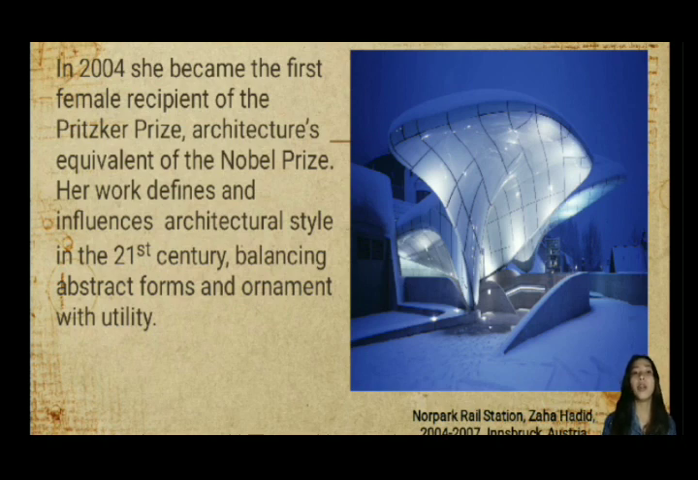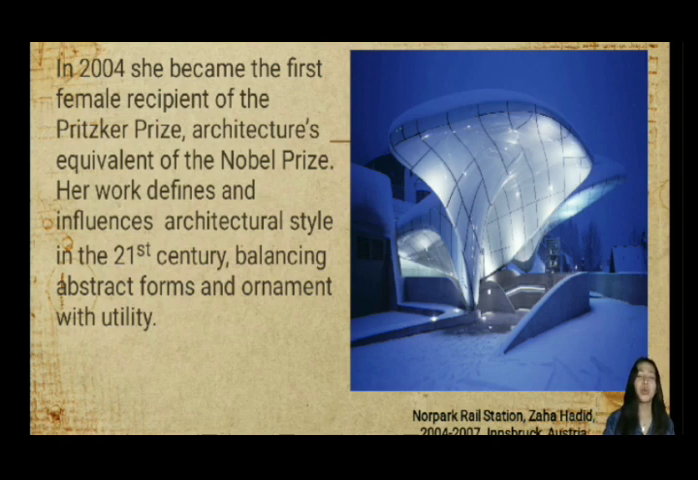Her work, the Norpark Rail Station, is a combination of balancing abstract forms and ornament with utility. The Norpark Rail Station was designed with four stations along the cable railway tracks, with sharp angles up to Innsbruck's northern chain of mountains. As you can see, her roof is shaped like a shell, with a soft contour.